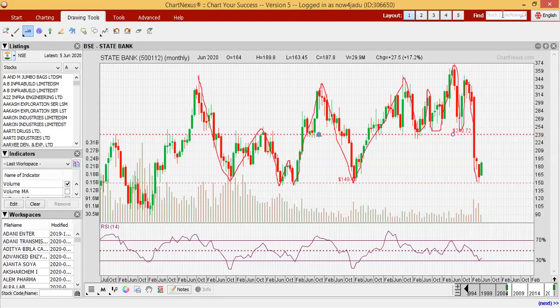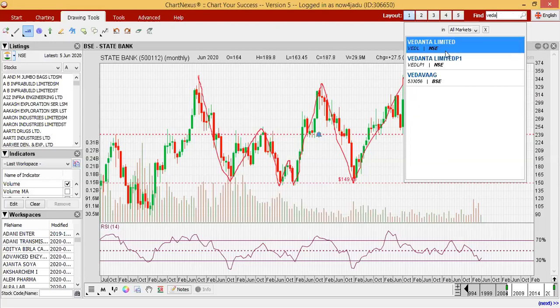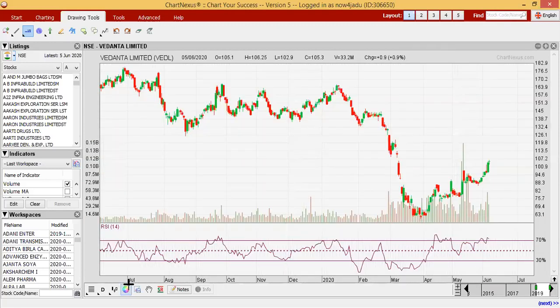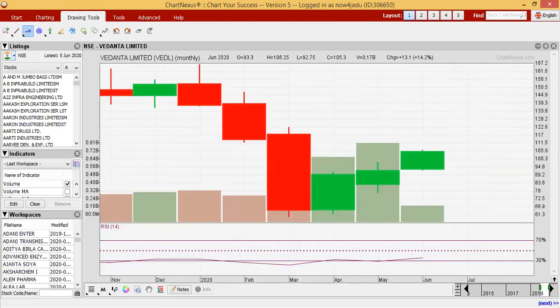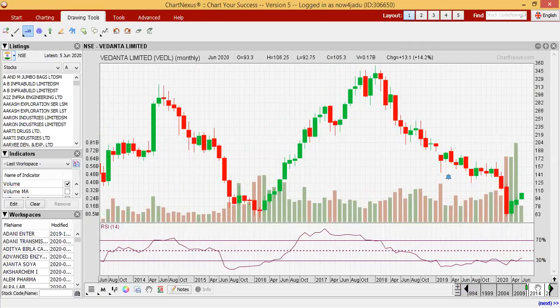So now, it's not the only one stock. Another stock we can also discuss is called Vedanta. I already shared this stock in my metal index video. You see, if we check the all time chart, obviously for this method we will have to check the all time chart.